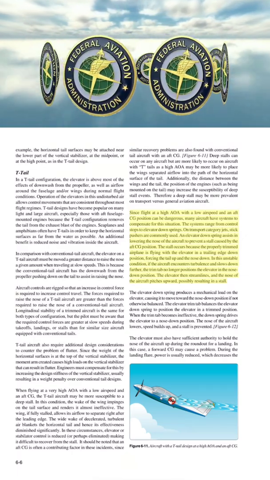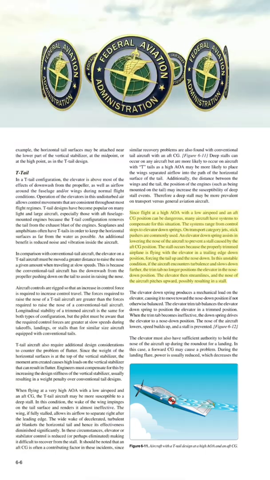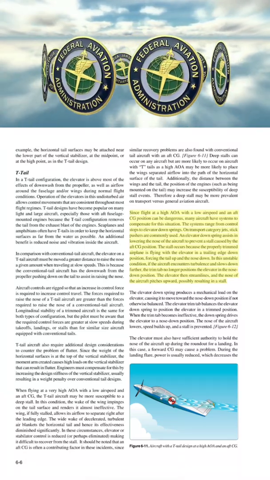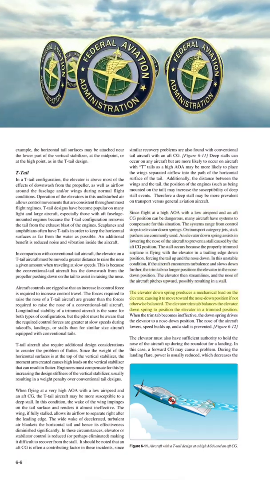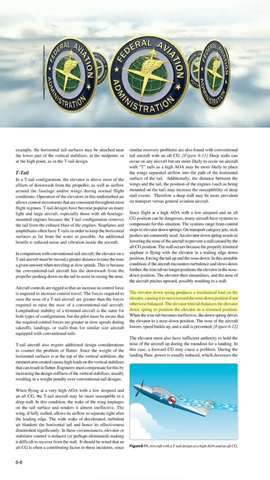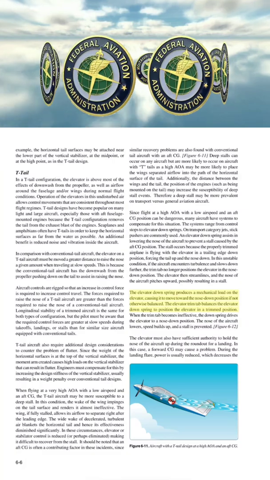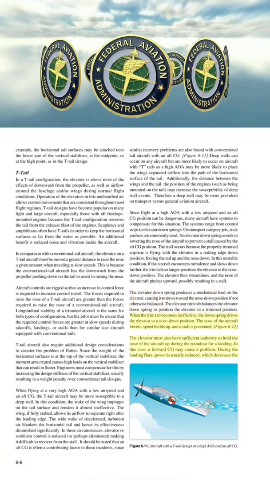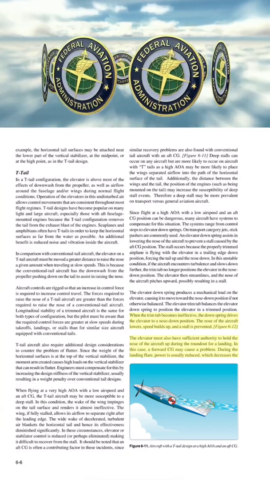In this unstable condition, if the aircraft encounters turbulence and slows down further, the trim tab no longer positions the elevator in the nose down position. The elevator then streamlines, and the nose of the aircraft pitches upward, possibly resulting in a stall. The elevator down spring produces a mechanical load on the elevator, causing it to move toward the nose down position if not otherwise balanced. The elevator trim tab balances the elevator down spring to position the elevator in a trim position. When the trim tab becomes ineffective, the down spring drives the elevator to a nose down position. The nose of the aircraft lowers, speed builds up, and a stall is prevented.